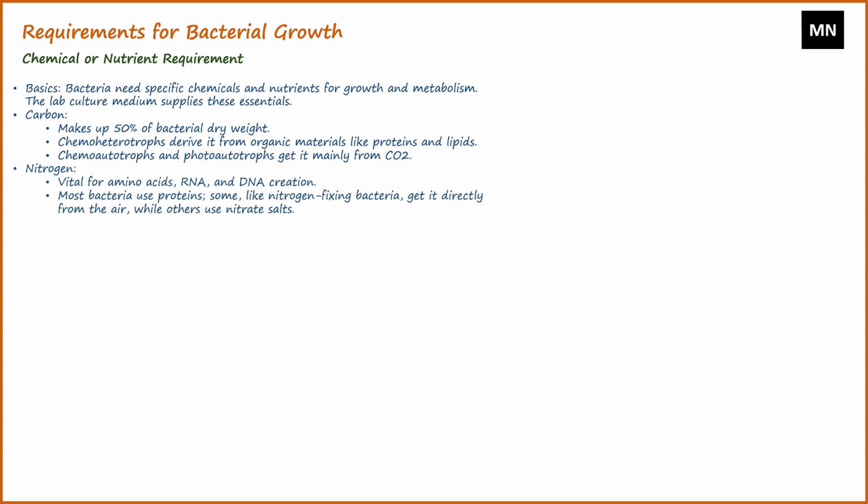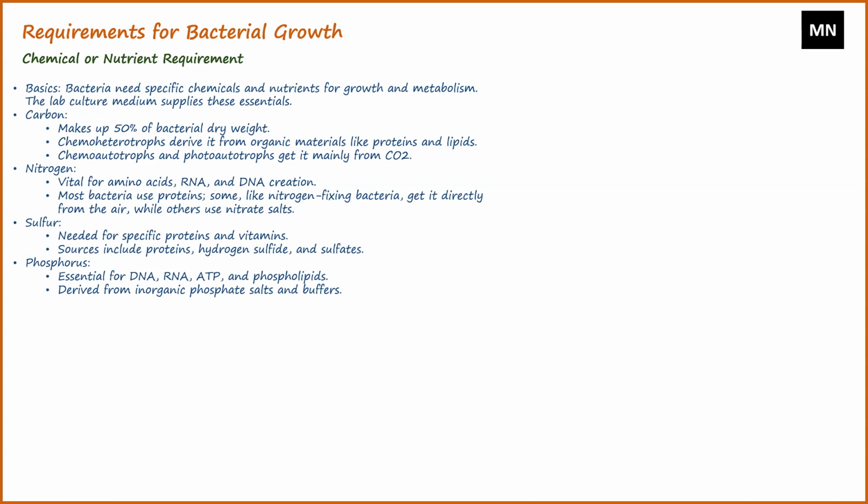Nitrogen, vital for amino acids, RNA, and DNA creation. Most bacteria use proteins, some, like nitrogen-fixing bacteria, get it directly from the air, while others use nitrate salts. Sulfur, needed for specific proteins and vitamins. Sources include proteins, hydrogen sulfide, and sulfates. Phosphorus, essential for DNA, RNA, ATP, and phospholipids. Derived from inorganic phosphate salts and buffers.